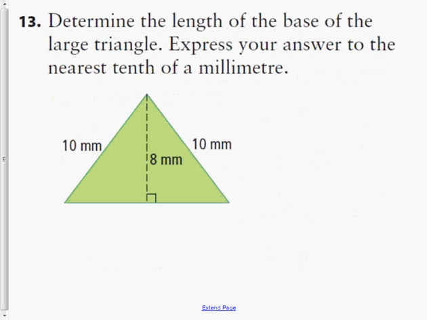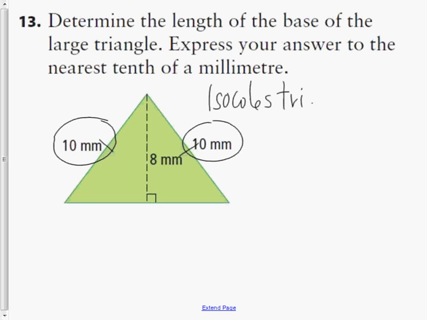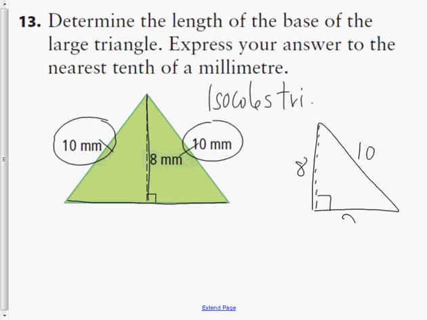Question 13 says, determine the length of the base of the triangle. So this is what we call an isosceles triangle. It has two equal sides here and a height. And if it asks us to find the length of the base, we need to use Pythagoras to figure it out, because when you drop a height of an isosceles triangle, it creates a 90-degree angle. Here we know this to be 8 and this to be 10. We don't know that number, but we could figure it out fairly easy.